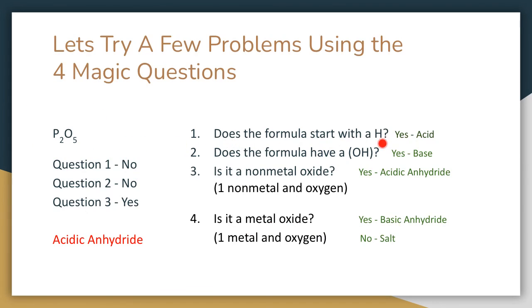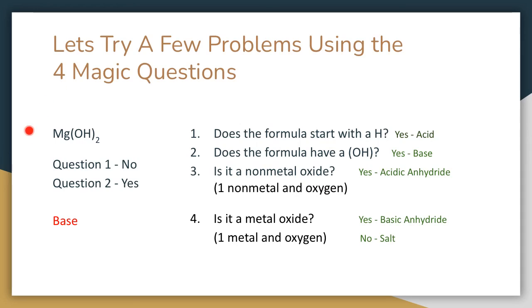P2O5. Does the formula start with H? Nope. Does the formula have an OH? Nope. Is it a nonmetal oxide? P, phosphorus. Yeah, that's a nonmetal. Connected to an oxygen? Heck yeah. So we have an acidic anhydride. So follow those 4 questions and you'll be able to classify all these.